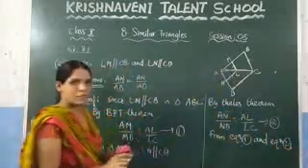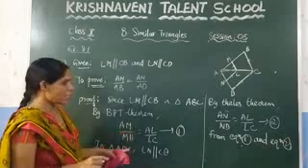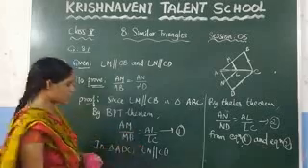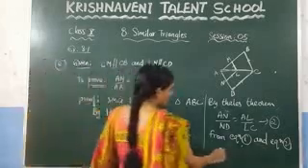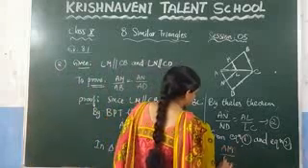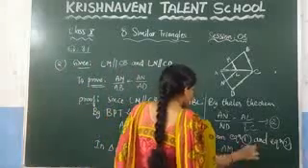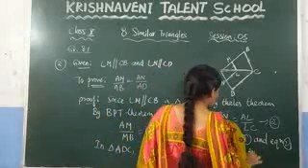Since the RHS parts are equal, you can equate the LHS parts, which is nothing but AM by MD is equal to AN by ND.